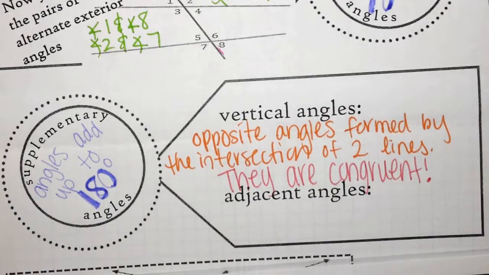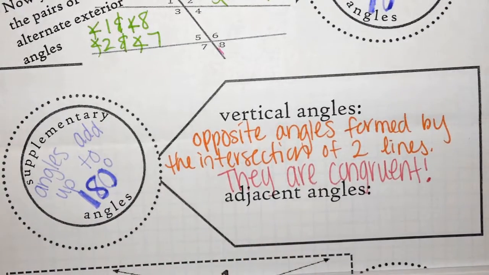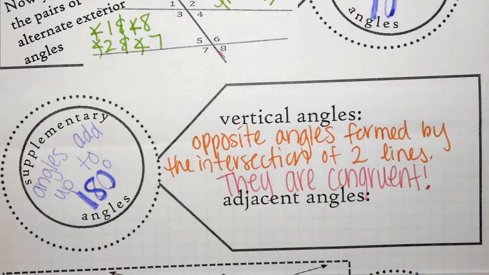What about adjacent angles? What are they? Or do I need to slow down? Okay, sorry. Okay, I have an answer.